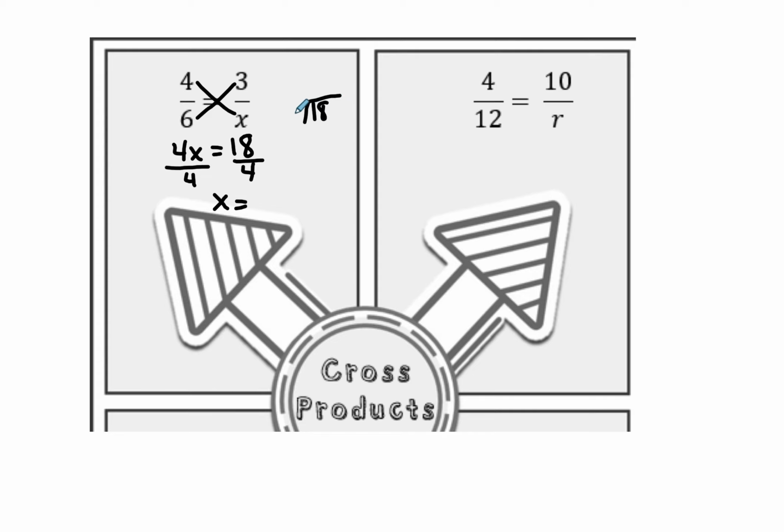It doesn't divide evenly, so I'm going to go ahead and just write out our long division. 4 times 4 is 16. And I have 2 left over. Let's see, I'll do a decimal. You could do a mixed number too. 4 goes into 20 5 times exactly. So 4.5 is our answer for this one.